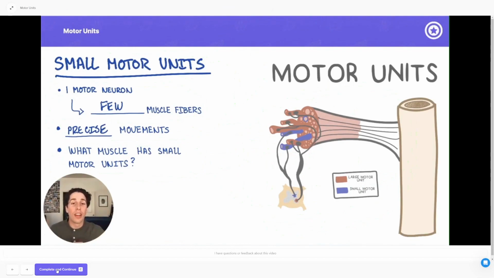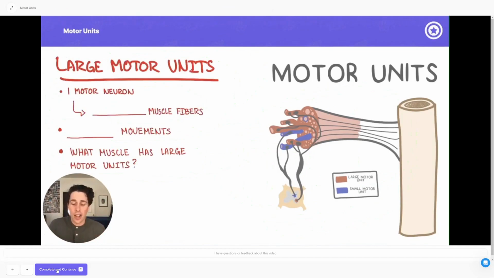But basically, the one that comes to mind first, for me at least, are going to be like the muscles of the eye. So an example of that would be like the superior rectus. And so the superior rectus is going to have very precise movements to help move our eyes to the right, to the left, up and down, whatever movement that we need to have with our eyes. Those are going to be very precise movements, and those are going to be innervated by these small motor units.